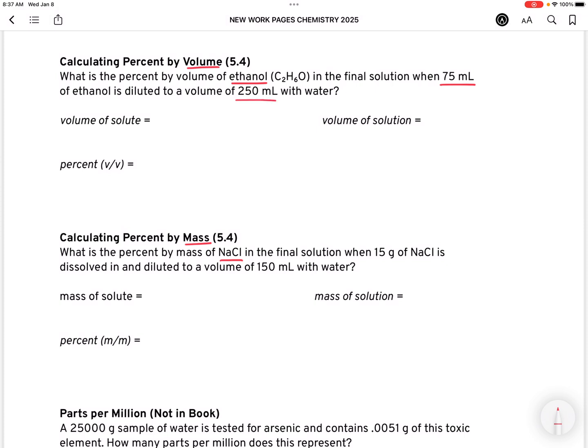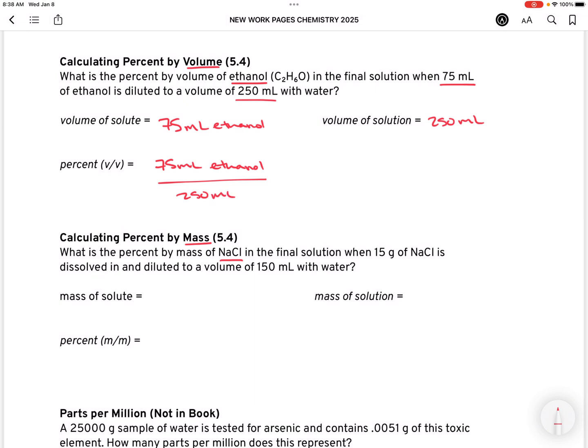So the volume of the solute, which is a liquid, which is ethanol, is 75 milliliters. And then the volume of the total solution is 250, because that's what we diluted our ethanol to. So we had 75 milliliters of ethanol, and we added a whole bunch of water to get to 250, and we want to know what that percentage is. Well, when we write it out, we write 75 milliliters, and we do just a simple division, and that is the part from the whole. So our part is 75 milliliters divided by 250.